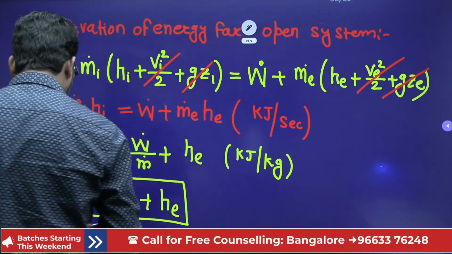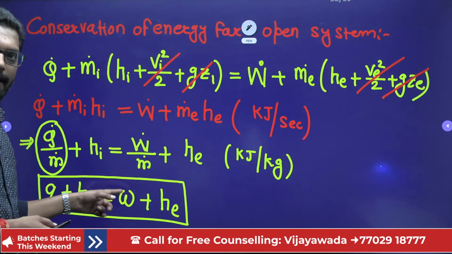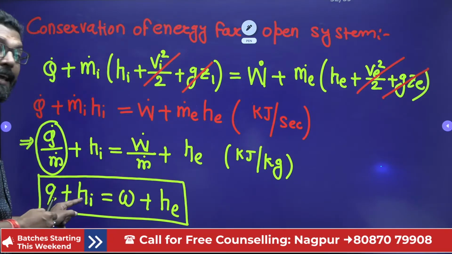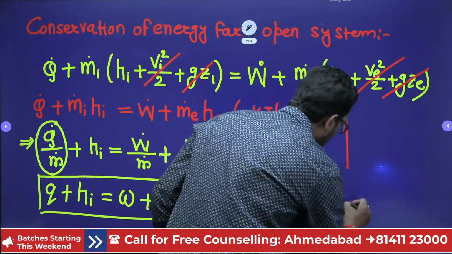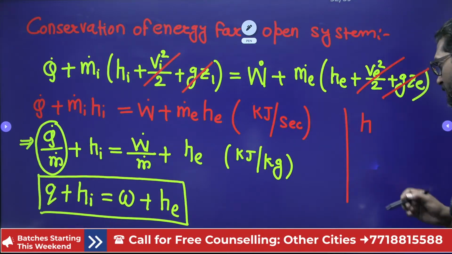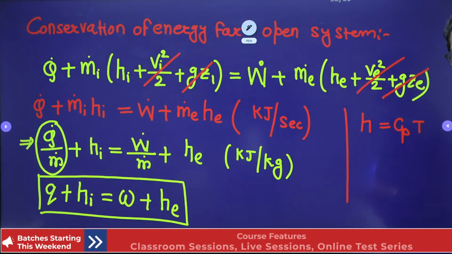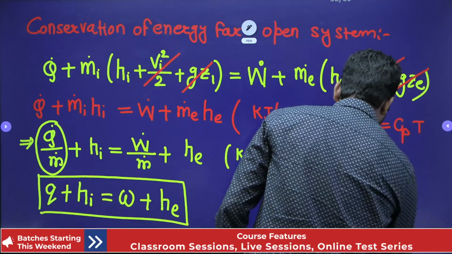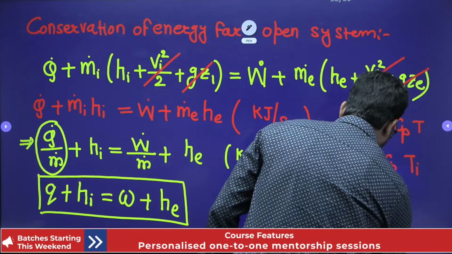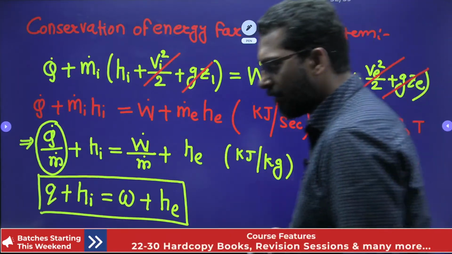Okay, put all these values. Q is given as heat lost, W is given as work input. What do we know about hi? H is the enthalpy for the ideal gas, which is Cp into T. This is the enthalpy equation. So hi is Cp Ti, and he is Cp Te. Put this value here.